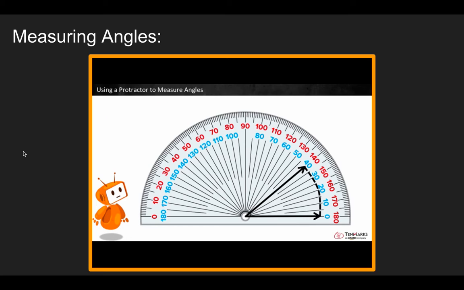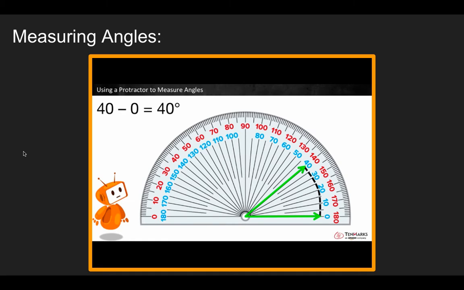One arm of the angle points at the 0 on the right, which is blue, so we can look at the blue numbers starting at 0. The other arm of the angle points at the blue 40. To find how many degrees are between the arms, let's find the difference. 40 minus 0 is equal to 40. This angle is 40 degrees.